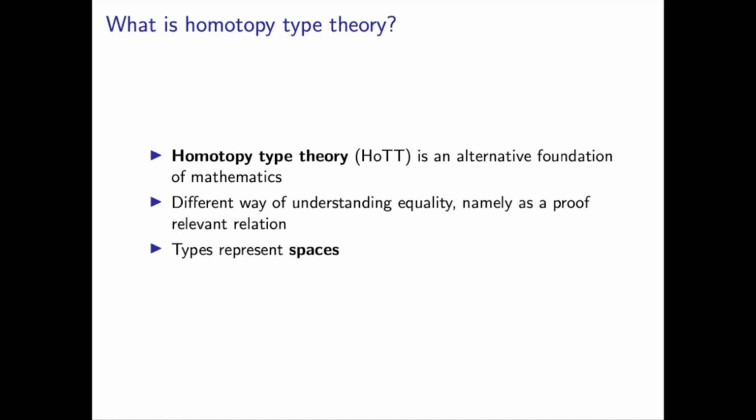If we interpret types as sets, then propositional equality is interpreted as equality of sets. As such, there's at most one proof of equality. HoTT takes a different viewpoint toward equality. Equality in HoTT is treated as a proof-relevant relation, and as such, proofs of equality can be used in computations. For this reason, we also must view types differently. Instead of seeing them as sets, we interpret them as spaces.